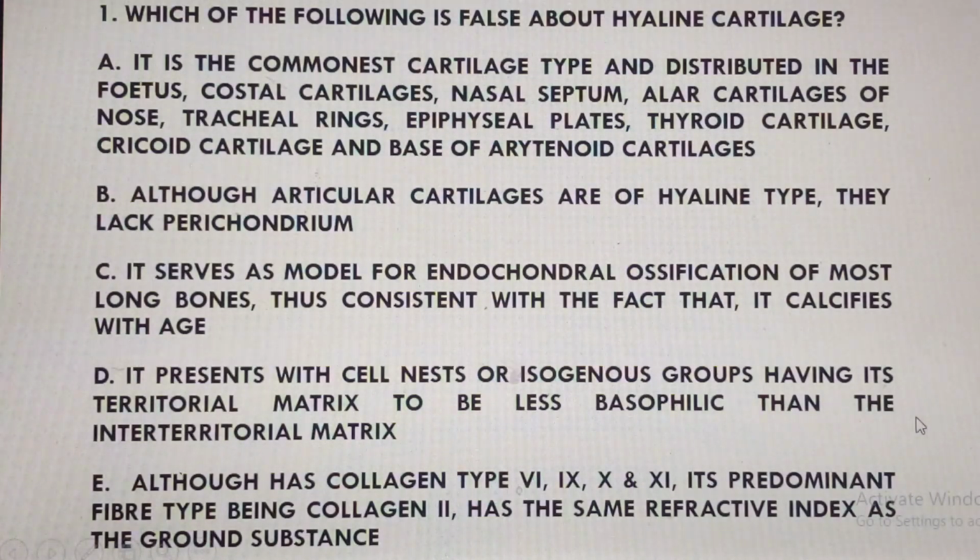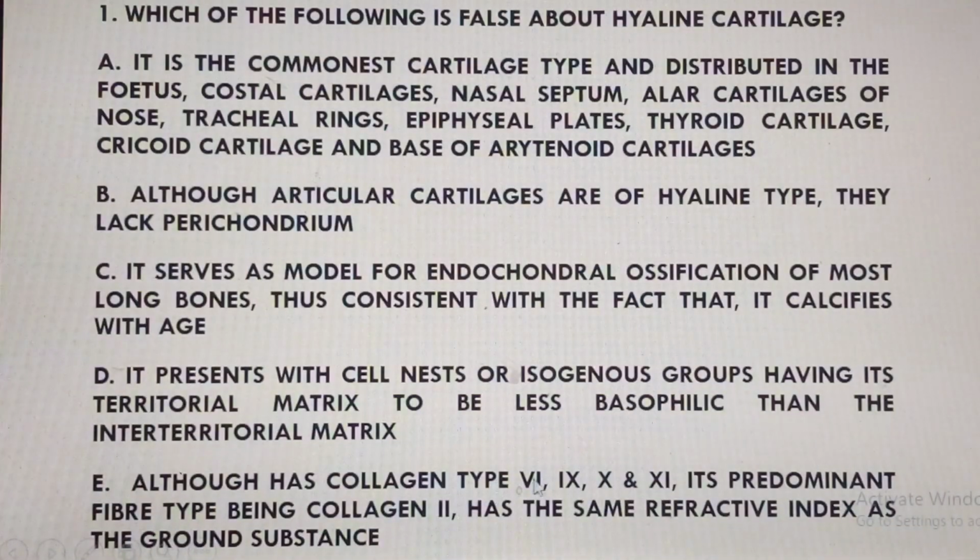Now let's look at option E, and option E says although it has collagen type 6, type 9, type 10, and type 11, its predominant fiber type being collagen type 2, it has the same refractive index as the ground substance. Yeah, that's a very true statement. We will get to know that cartilages generally, whether being hyaline cartilage, fibrocartilage, or elastic cartilage, as far as collagen type is concerned, will be endowed with collagen type 2.